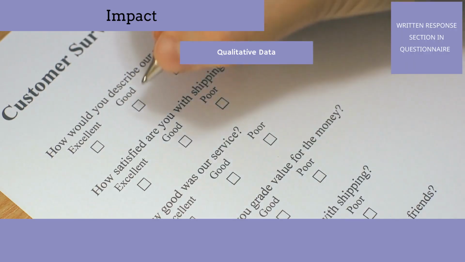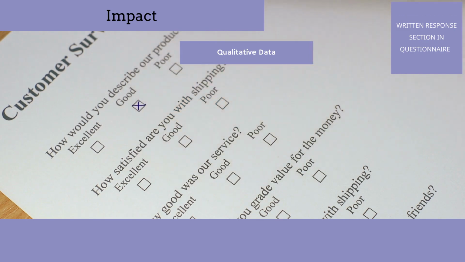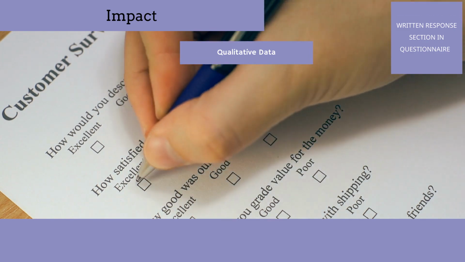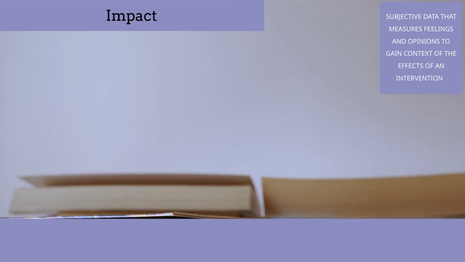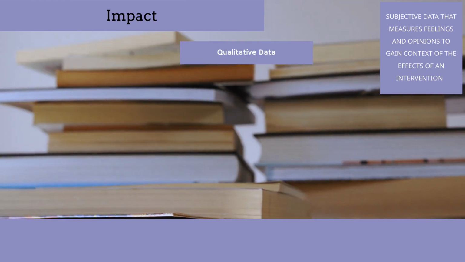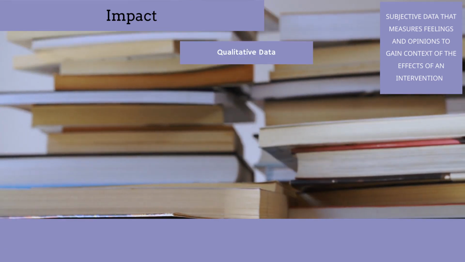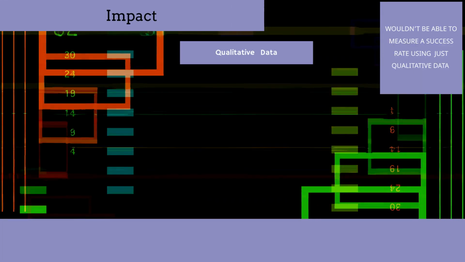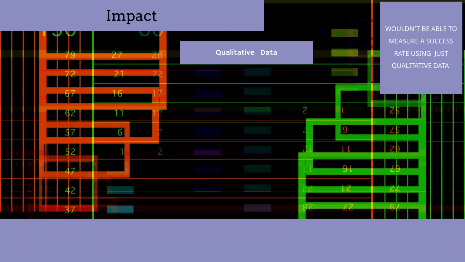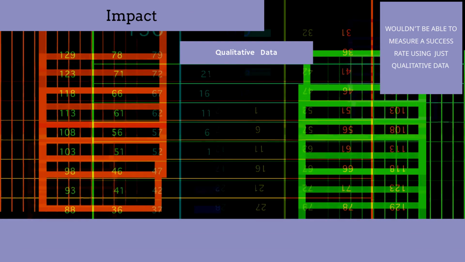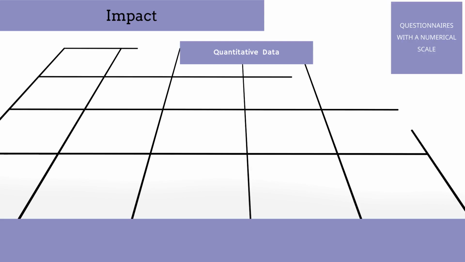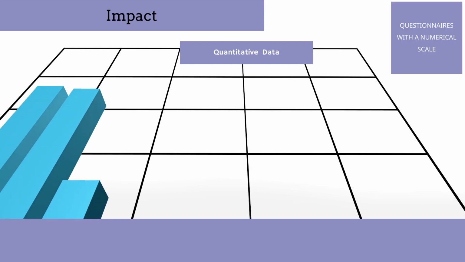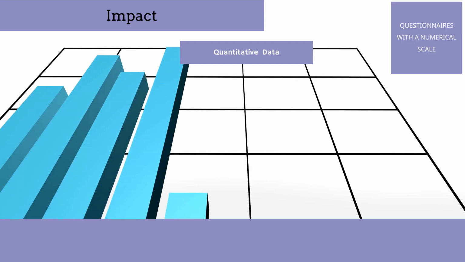There could also be a section in a questionnaire for a long response where they can make comments about their opinions. Qualitative data is mostly subjective and takes into account feelings and opinions, which can be difficult when trying to obtain a success rate for an intervention. However, it allows for context of the effects to be explained, where it can be discussed why the intervention was successful or unsuccessful, so that a better analysis of success can be collected.